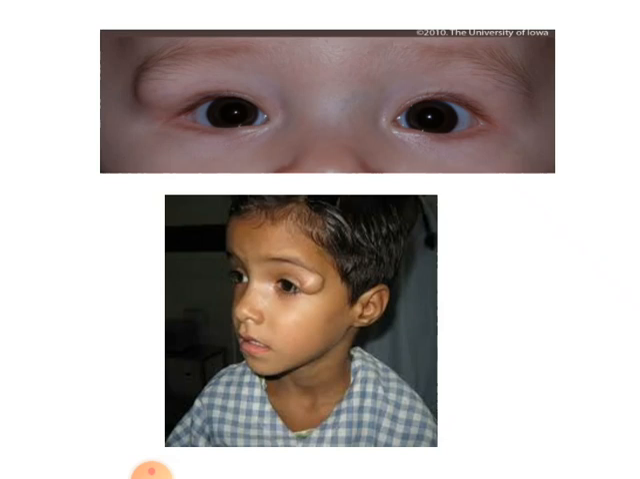The first is the sequestration dermoid cyst. Sequestration dermoid occurs at the fusion lines, the midline. External angular dermoid is the commonest site. Internal angular dermoid is at the root of the nose, and also periauricular. These are the common sites of the dermoid cyst.